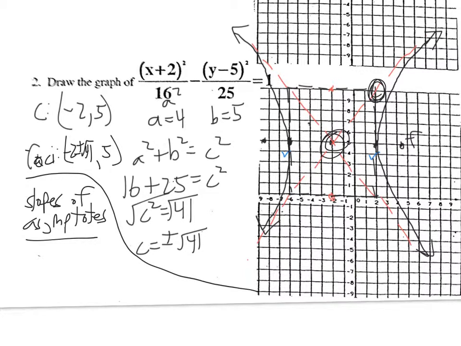The other one's always going to be the same number, but negative. So they're going to be plus or minus 5/4. And that just gives you an idea of how wide or how steep your hyperbolas are. The smaller that number, like if it was 1/3 or 1/2, then the narrower your hyperbola is going to be. All right, and that's how we graph it.